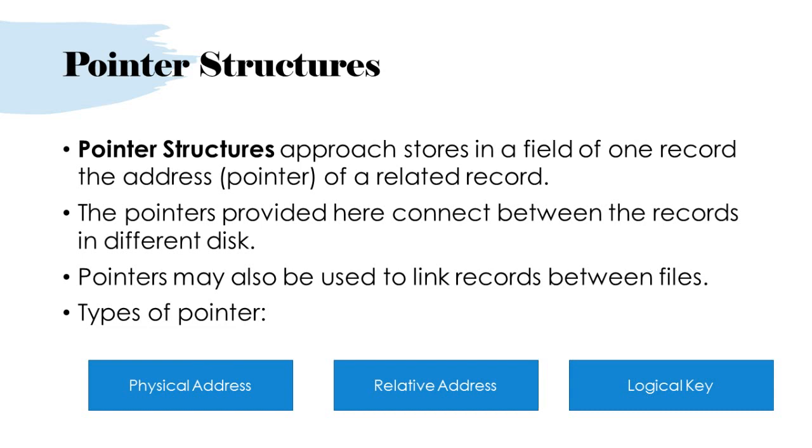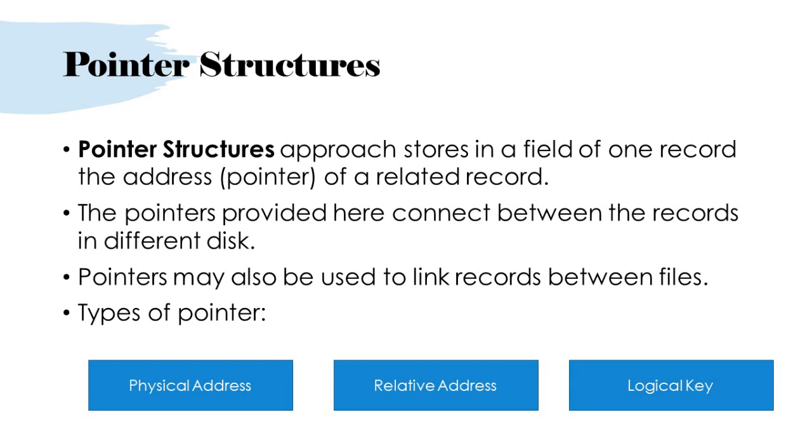So the next is the pointer structures. The pointer structures approach stores in a field of one record the address or pointer of a related record. The pointers provided here connect the records in different disks. Pointers may also be used to link records between files. There are three types of pointer: physical address, relative address, and logical address.